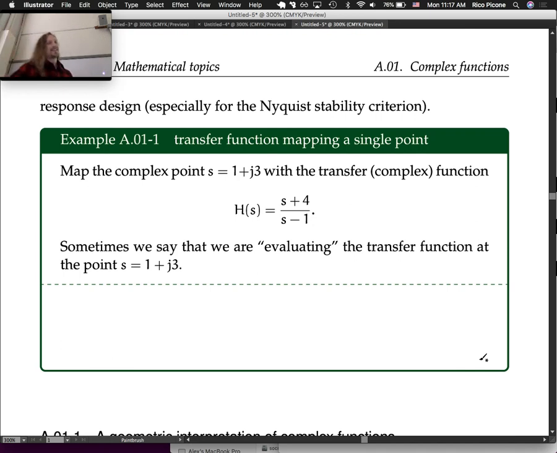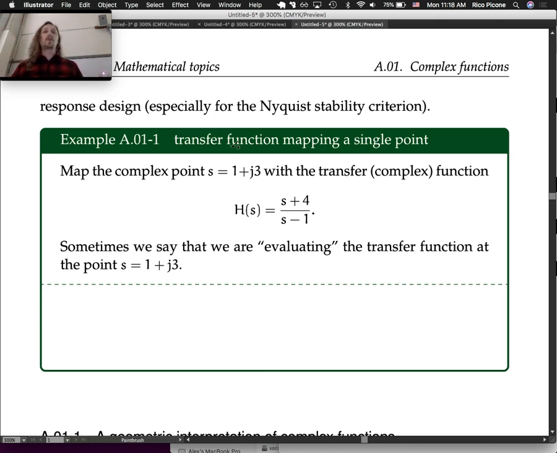Okay. Example A1. This is just a simple example. Let's get used to mapping a single point with a transfer function. Map the complex point s equals 1 plus j3 with the transfer function, which is a complex function, H of s. H of s takes in a complex value s and gives you back a complex value. Sometimes we say that we are evaluating the transfer function at the point s equals 1 plus j3.